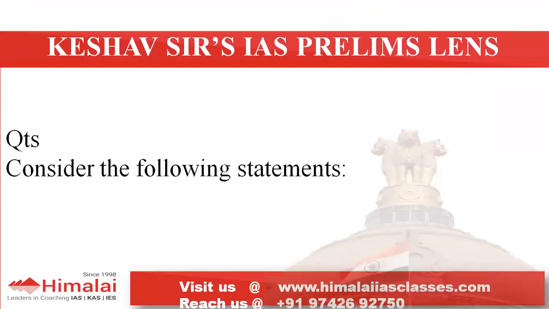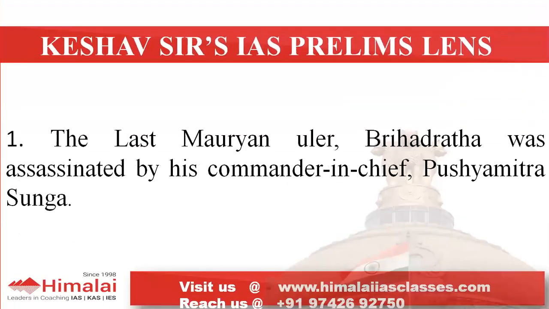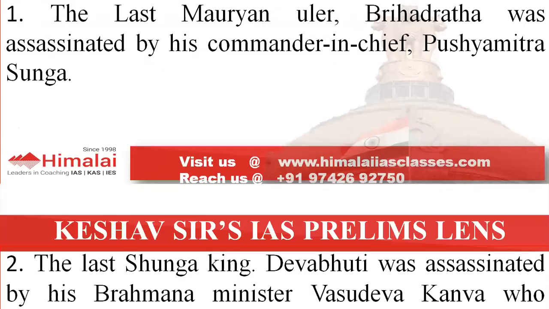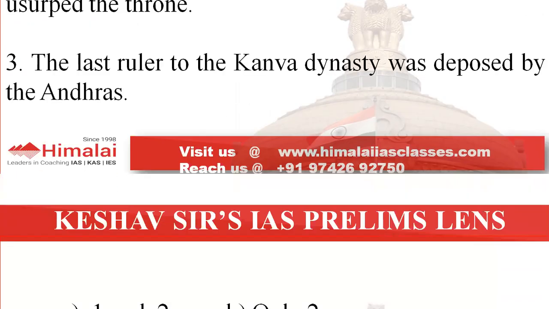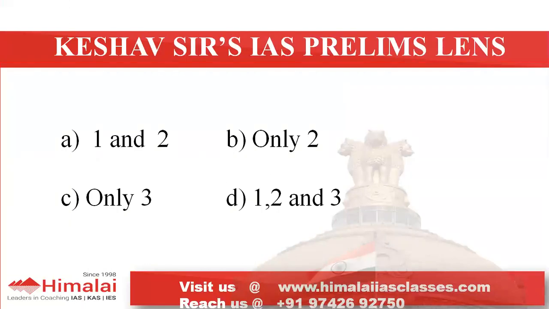Question: consider the following statements. Statement 1. The last Mauryan ruler, Brihadratha, was assassinated by his commander-in-chief, Pushyamitra Shunga. Statement 2. The last Shunga king, Devabhuti, was assassinated by his Brahmana minister, Vasudeva Kanva, who usurped the throne. Statement 3. The last ruler of the Kanva dynasty was deposed by the Andhras. These are the options given to you.